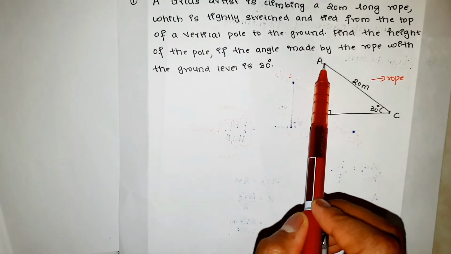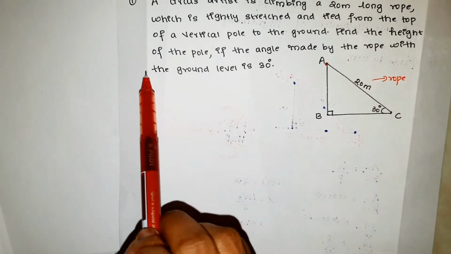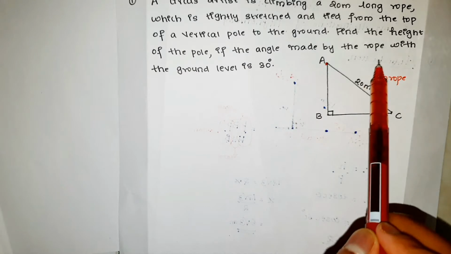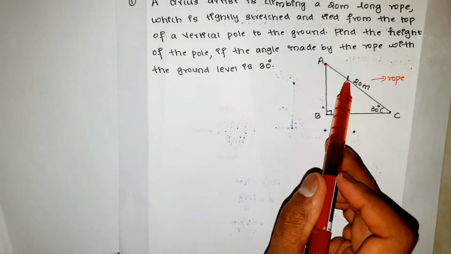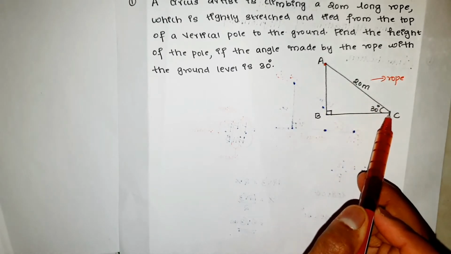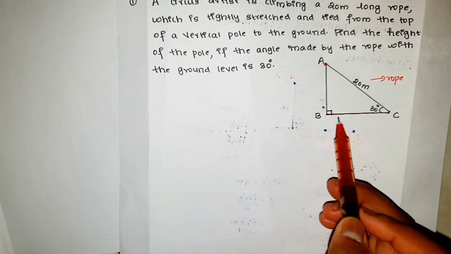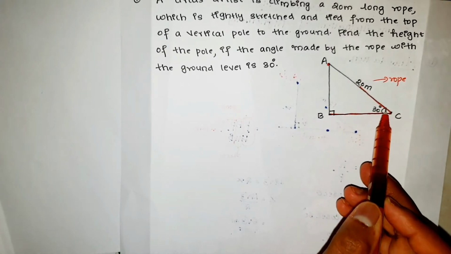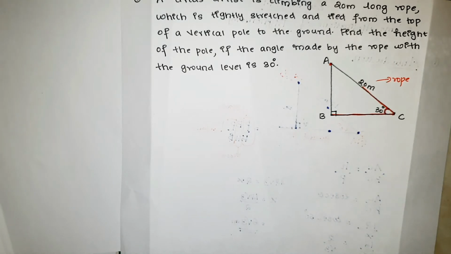From here to here, this is our vertical pole. We have to find the height of the pole. If the angle made by the rope with the ground level, so this is the ground and this is the rope, then the angle in between the ground and the rope is 30 degrees. Students, hope you understood the question.